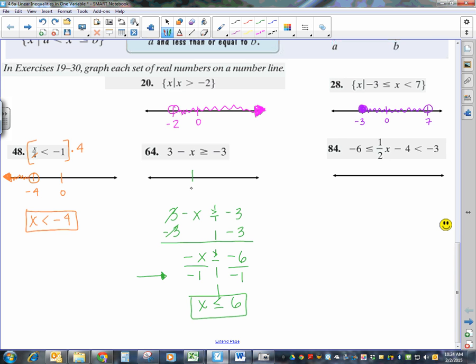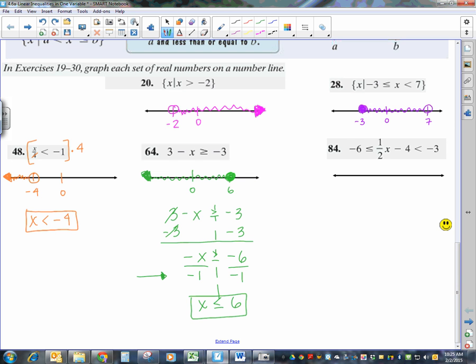So put 0 on my number line. 6 is to the right. Put my circle. It's equals, so I'm going to close in my circle. Which way do I shade? I'm going to shade to the left because x is on the left and the arrow is pointing that way. And that's a really bad arrow, but I'm sure y'all can do better.